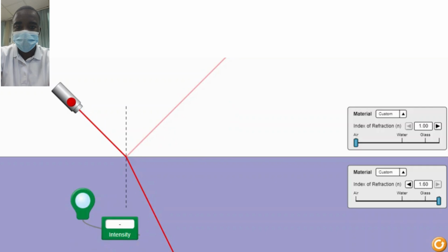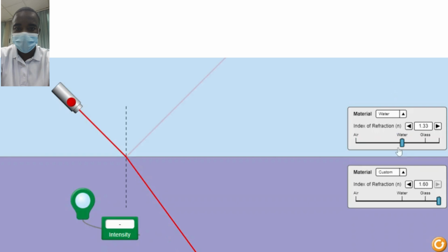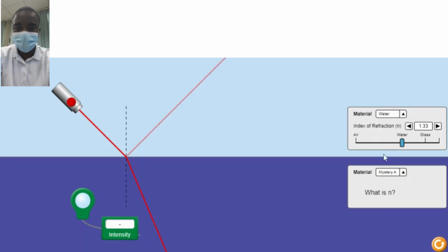To implement the bending light simulation in the classroom, teachers can follow these steps. Begin with a brief introduction to the concepts of refraction and dispersion and their importance in the study of light and optics. Provide examples to illustrate these concepts and explain how the simulation will help students understand them.